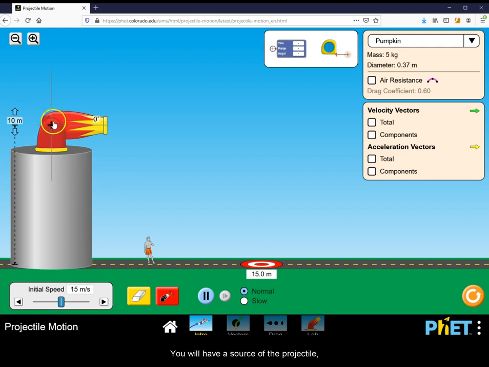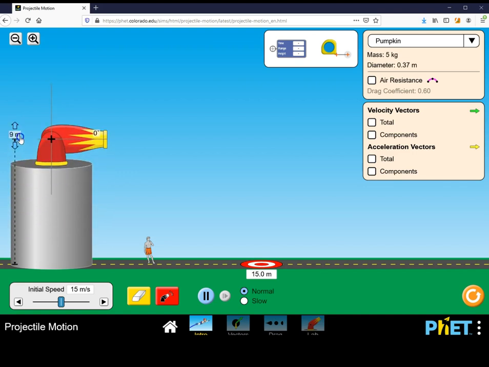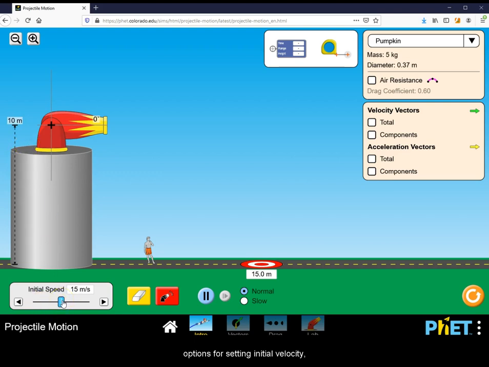You will have a source of the projectile at a certain initial elevation. Options for setting initial velocity, and for fun, try to hit the target. You will also have the height of an adult human for scale.